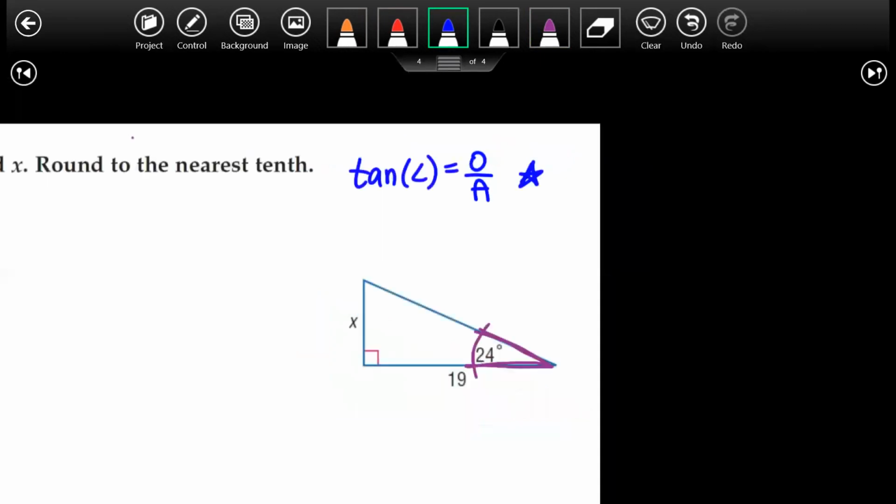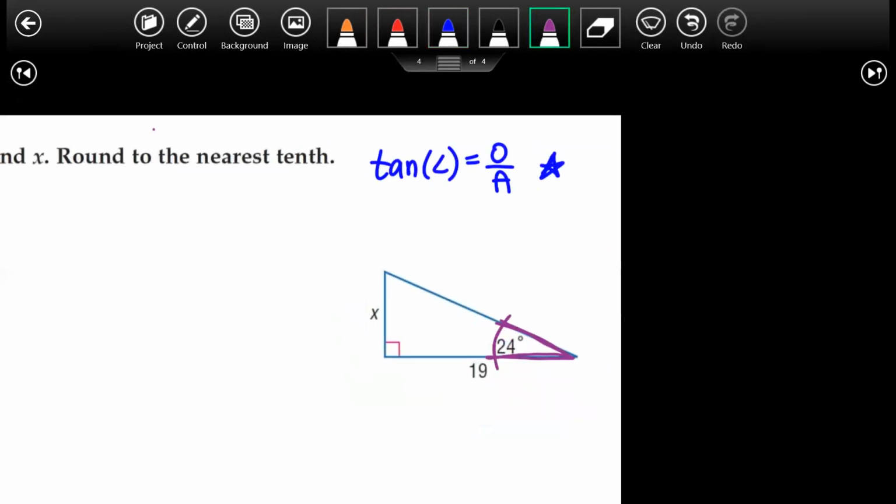Okay. What's the first thing I should do for this? You should label our sides. What's going to be the hypotenuse, even though it's not labeled with a side? What's going to be the longest side? The top. It's going to be H. What about the opposite side? X. Our adjacent side?